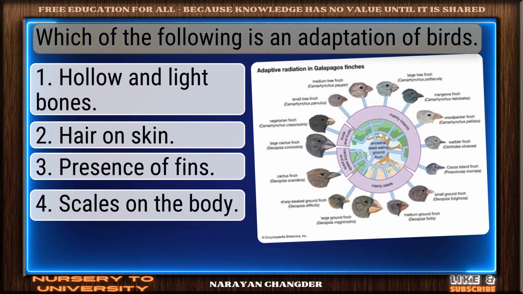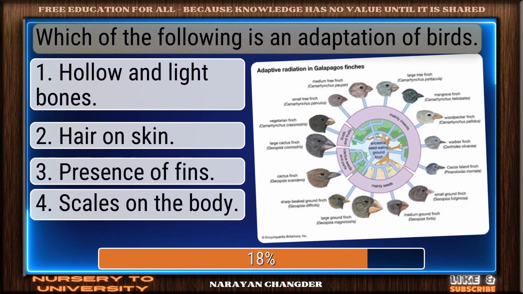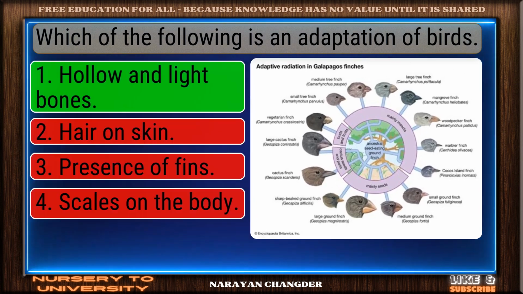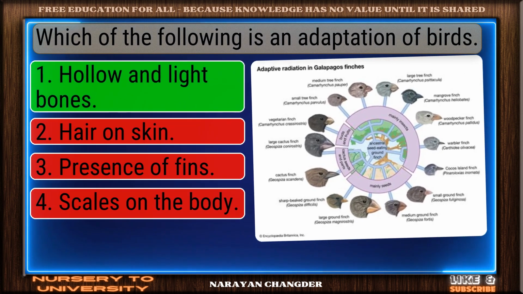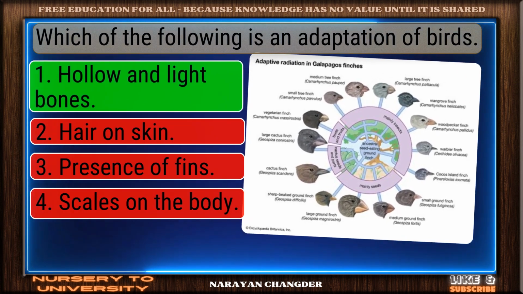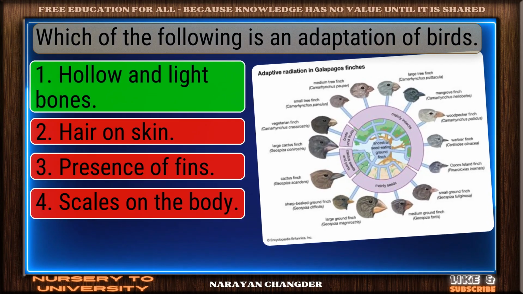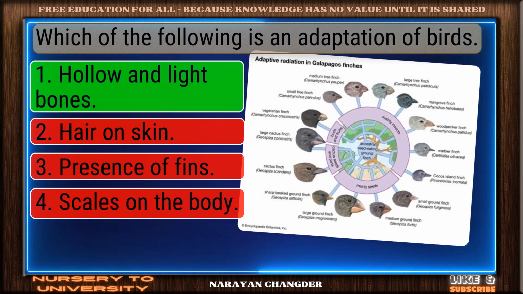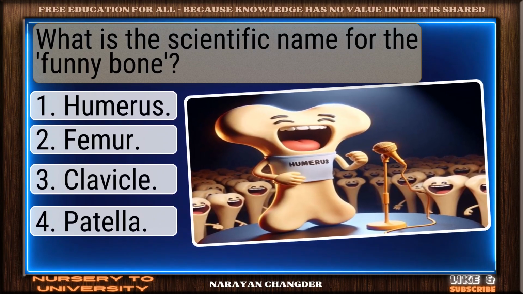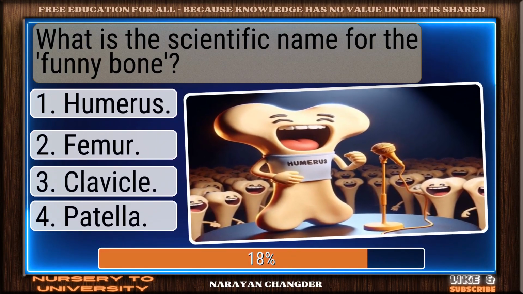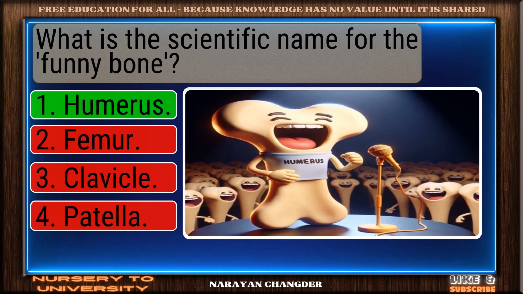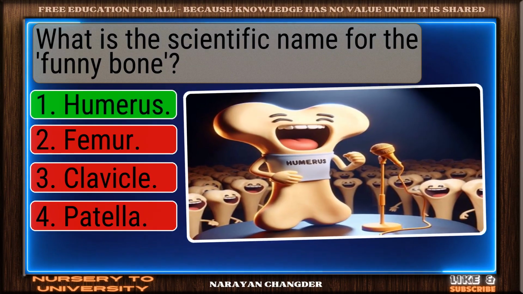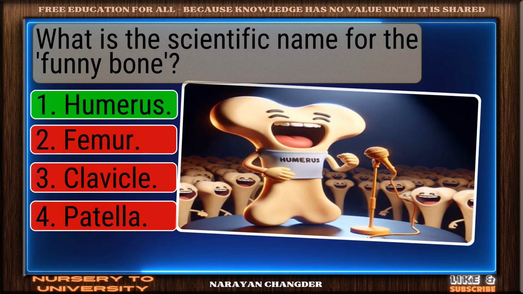Which of the following is an adaptation of birds? Clear logic. Your choice, hollow and light bones, is sound and 100% true. What is the scientific name for the funny bone? Correct response. Humerus is the most accurate answer.